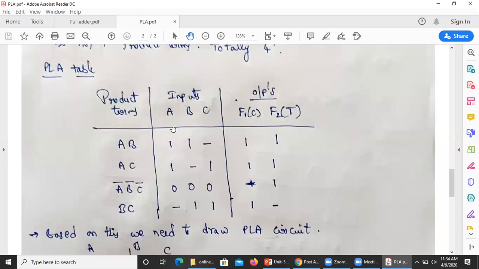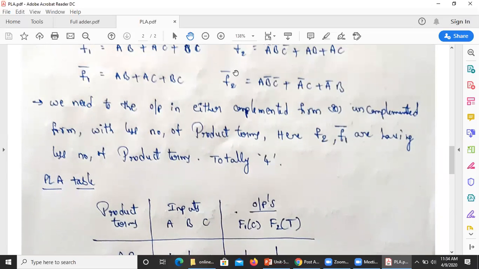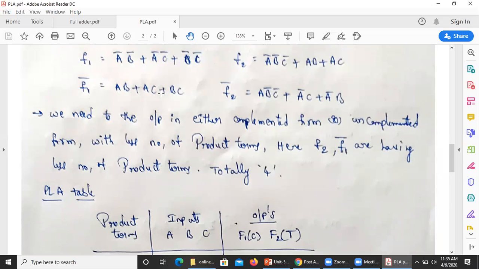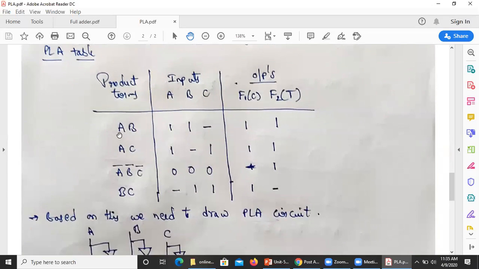So what are the product terms we are having in this F2 and F1 bar? AB, AC, BC, A bar, B bar, C bar. Okay, so AB, AC, BC, A bar, B bar, C bar. So in this AB product term, first product term, what are the inputs we are having? A and B. Directly A and B we are not taking A bar, B or anything else. That is A and B are in the direct form. That's why we are considering ones, and there is no C. That's why we are going to keep it as dash.